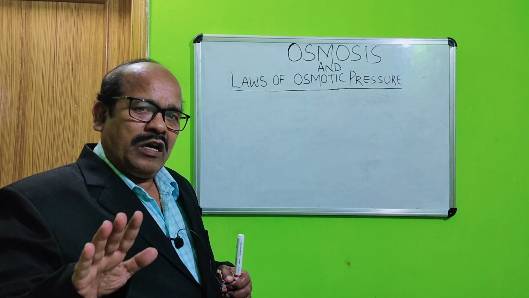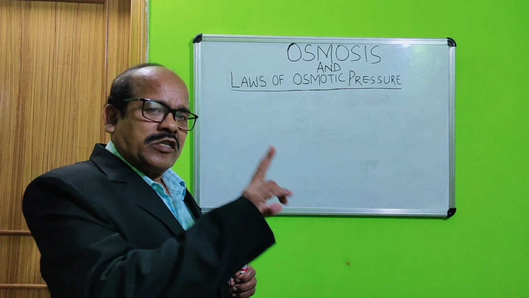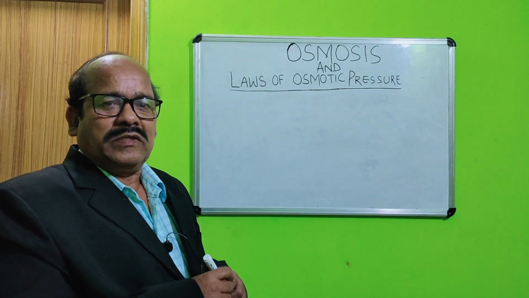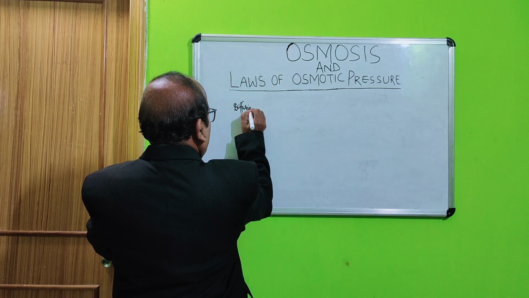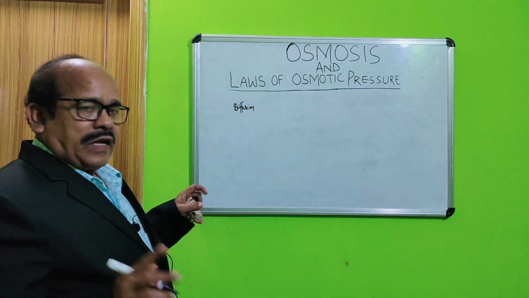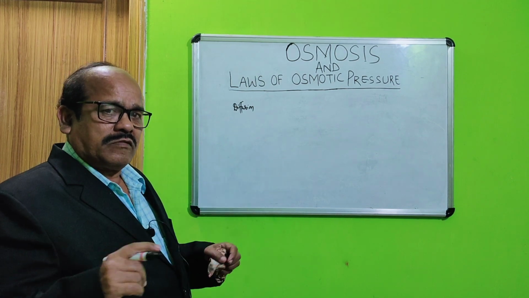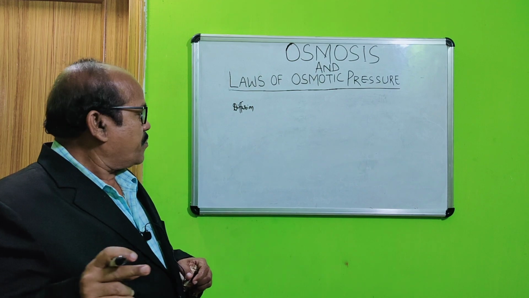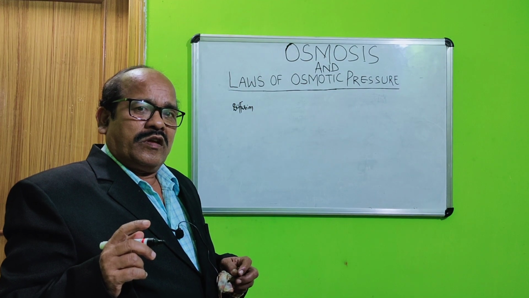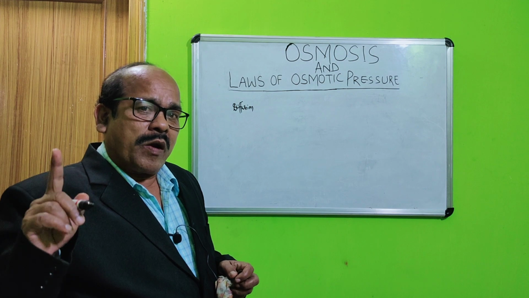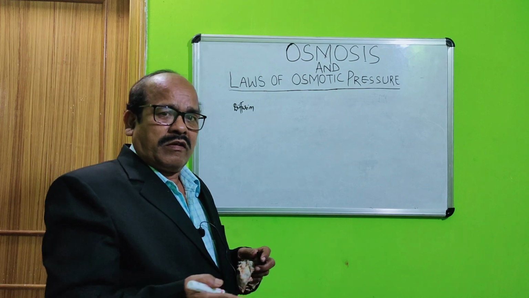In case of diffusion, gas molecules or solution moves from higher concentration to lower concentration. Whereas in case of osmosis, the solution moves from lower concentration to higher concentration through a semi-permeable membrane.